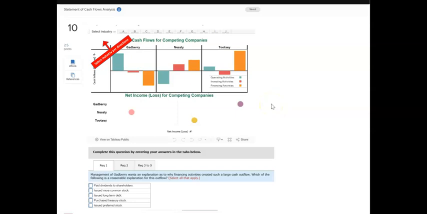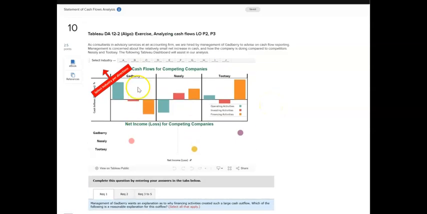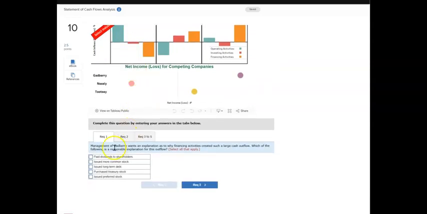Okay, and this last one is a data visualization. Again, they ask you questions. They want to know why financing activities created such a large cash outflow. So why did we use so much? Why did the financing activities use so much cash? Why did we have such a large negative number? This is understanding which cash flows from financing are negative. So you're going to choose all the ones that are negative from here.